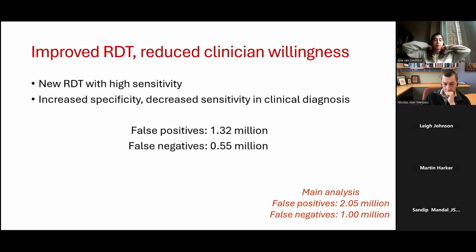And the last one looks at the hypothetical scenario where we have a new RDT that is performing better than what we have. So it has a higher sensitivity than the current RDTs. That automatically would increase the specificity for clinician willingness and also decrease the sensitivity of clinical diagnosis. Then we see that false negatives drop to 0.55 million and false positives decrease to 1.32 million. So overall, this would be a good future step to consider, the development of new RDT sensitivity, because we see that this leads to a decrease.